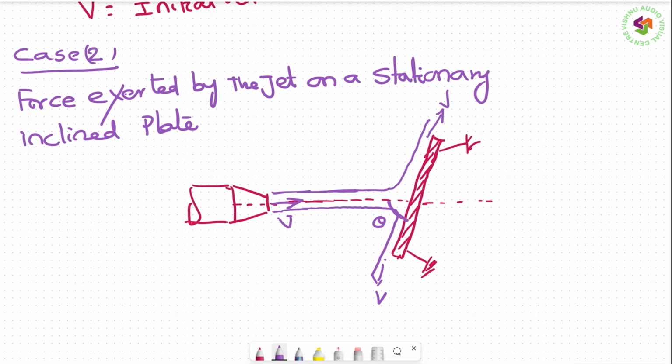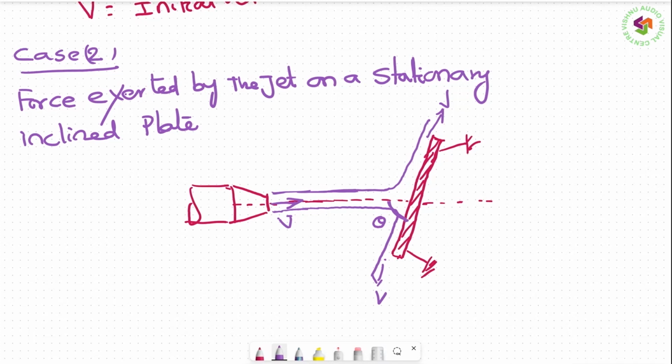Again, like last time, what are the items that we need to calculate? Number one is mass, number two is initial velocity, number three is final velocity. If these three are known, then we can calculate the force. But here my problem is, previously the entire force was only in the x direction. But now in this problem, it is not like this.